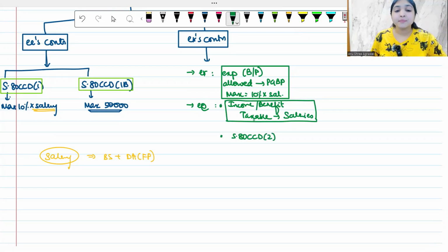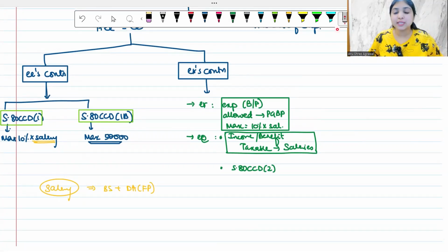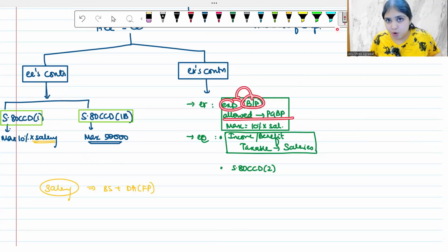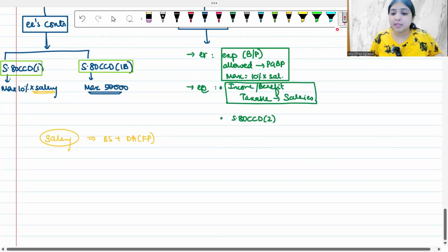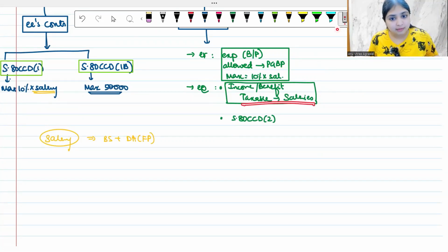So understanding employer's contribution, from the employer's point of view, it's an expense for him connected to his business or profession, and it will be allowed under the PGBP head, but maximum only 10% of salary will be allowed. For the employee, it's an income or a benefit which he has enjoyed from his employer. Therefore, it will be taxable under the head salaries. In addition to that, assessee will also get 80CCD 2 deduction.